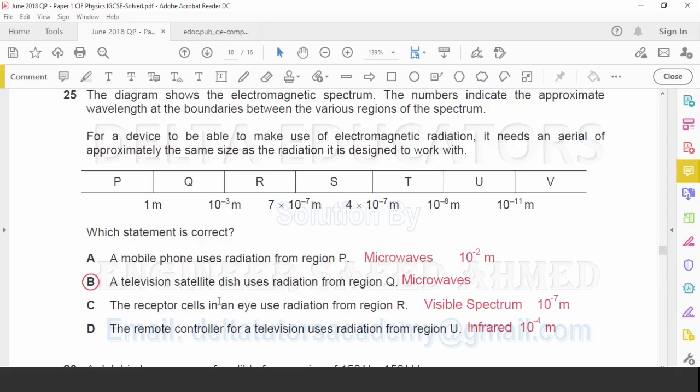Option D. The remote controller of a television uses radiation from region U. A remote controller of a television uses infrared, and the wavelength of infrared waves is 10 power minus 4 meter. Here in U, the range is given between 10 power minus 8 and 10 power minus 11 meter. So this option is also incorrect. Correct option is option B.